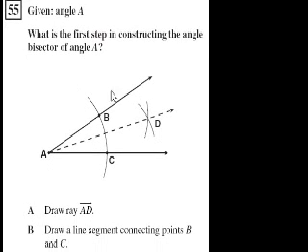55. Given angle A, so given this angle, what is the first step in constructing the angle bisector of angle A? What is the first step in constructing the angle bisector?